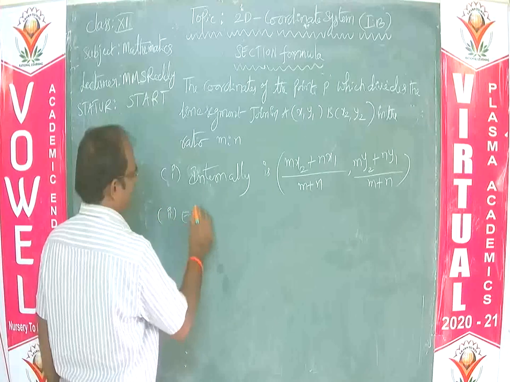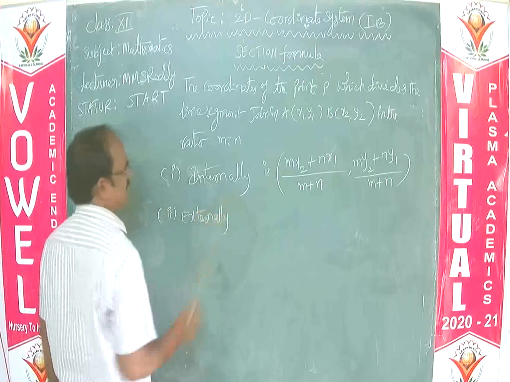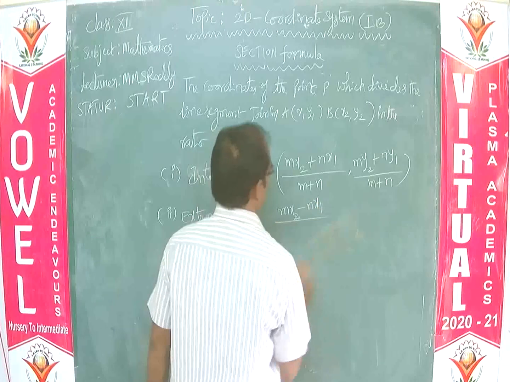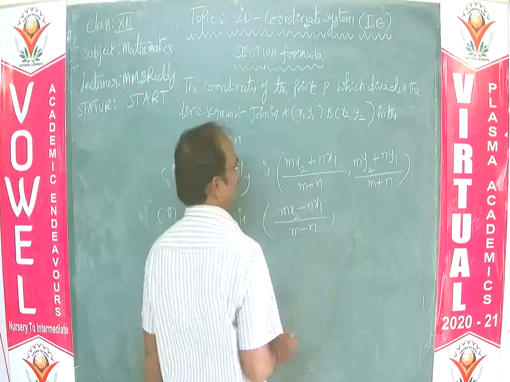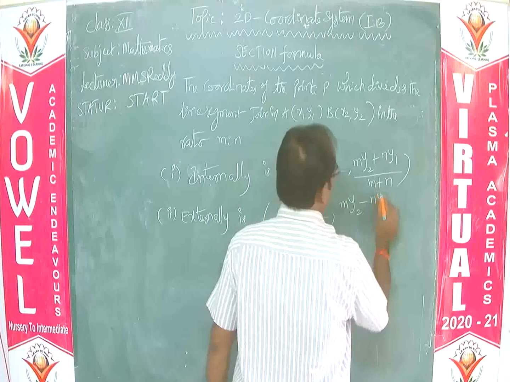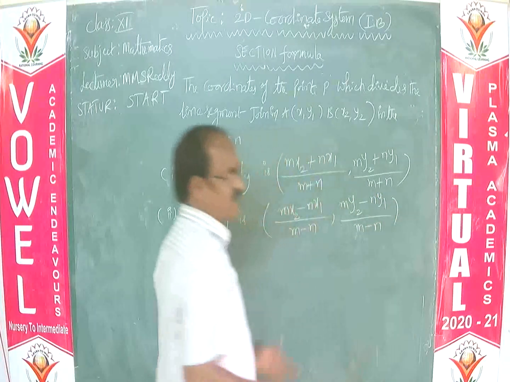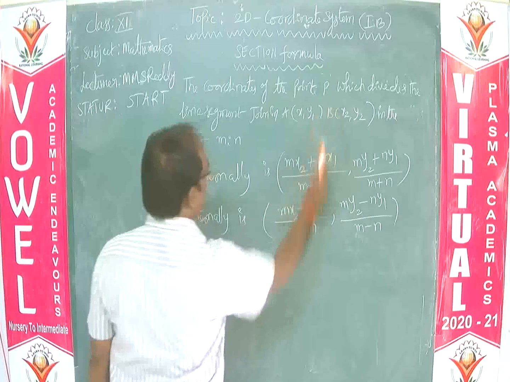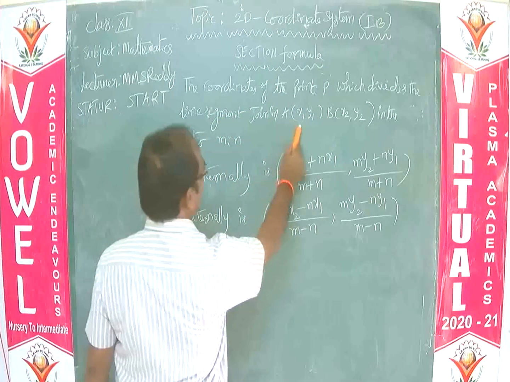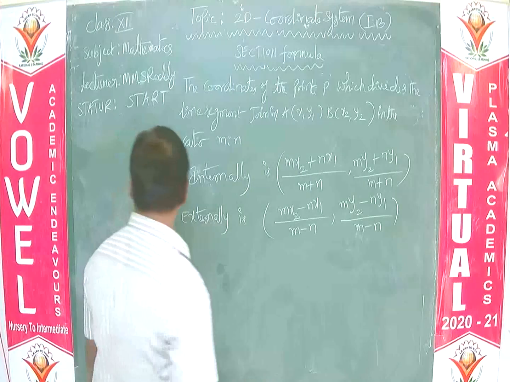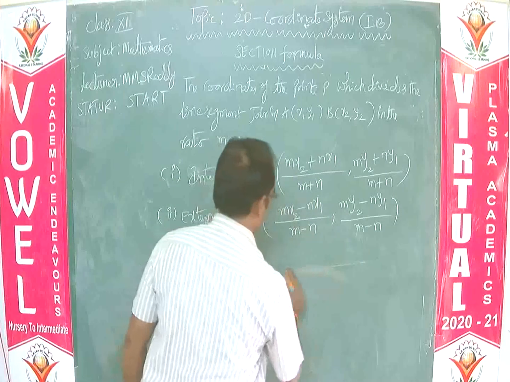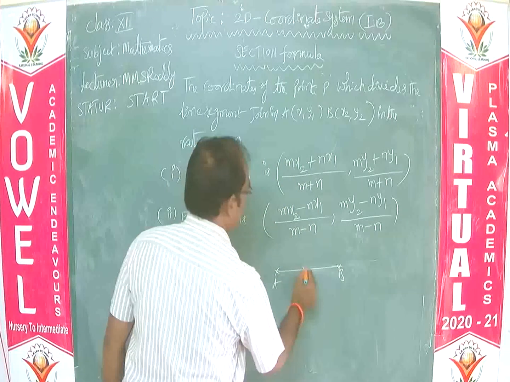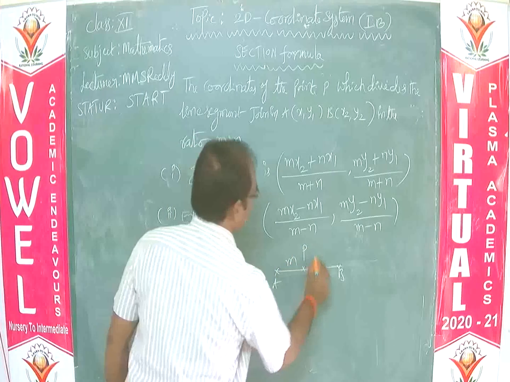Second, externally is (mx2 minus nx1 by m minus n, my2 minus ny1 by m minus n). Once again, the coordinates of the point P, which divides the line segment joining A(x1, y1), B(x2, y2), in the ratio m is to n, let it be P.